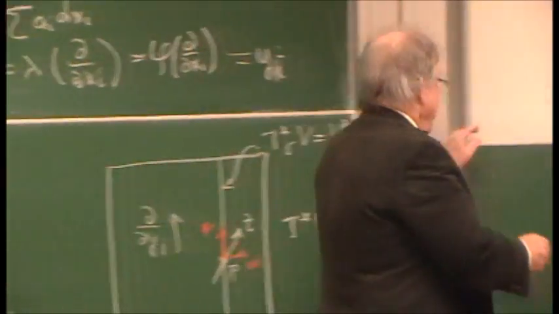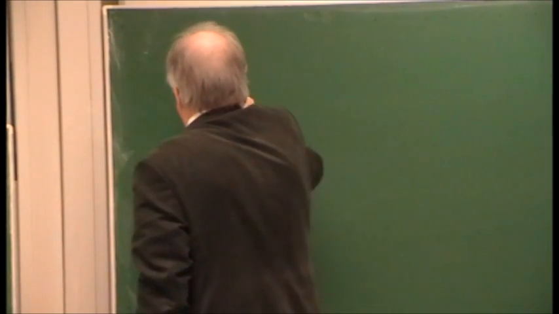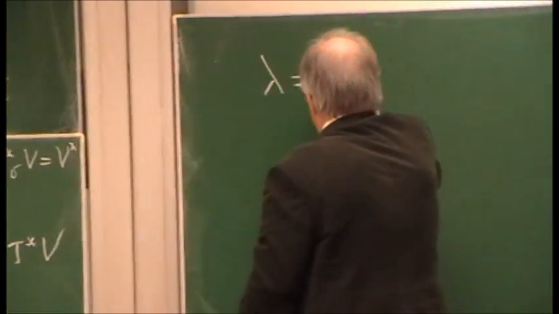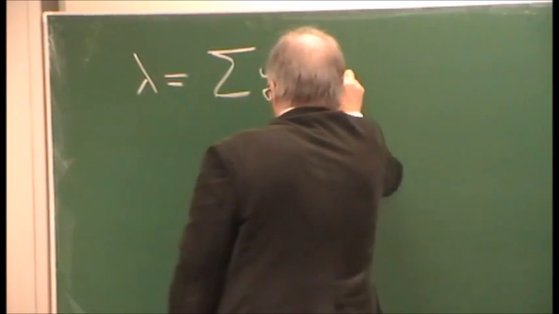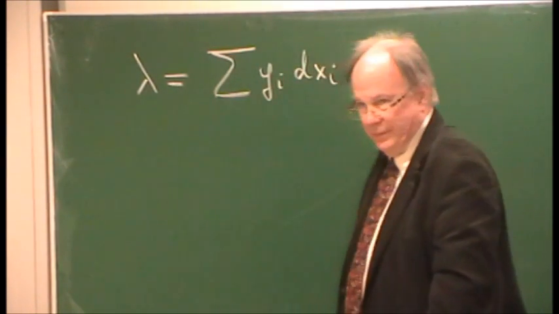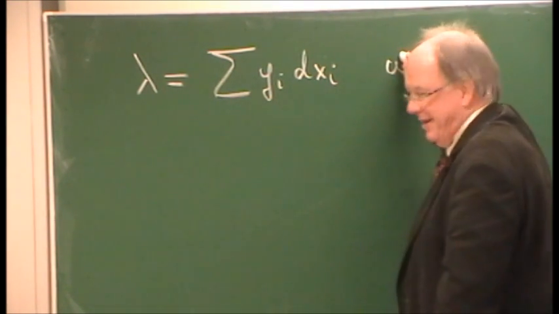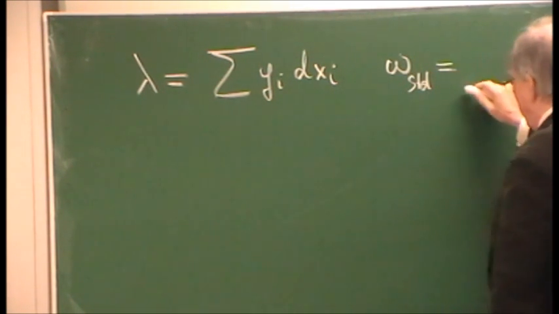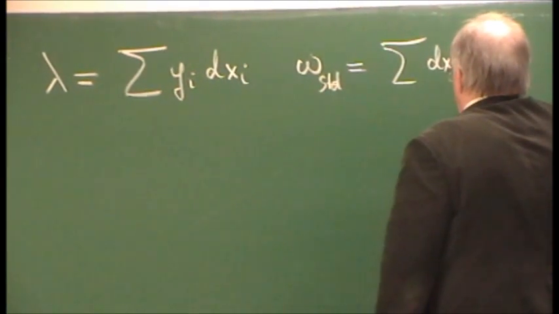So, to make a long story short, lambda, let me write it here again, is some yi dxi. Okay. So you'll be very happy to see that omega, I'll write the word standard again, is minus dlambda, so it is some dxi ∧ dyi.